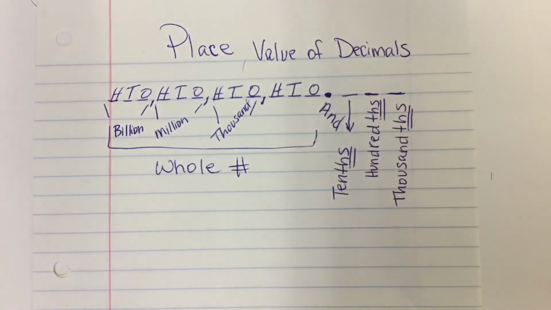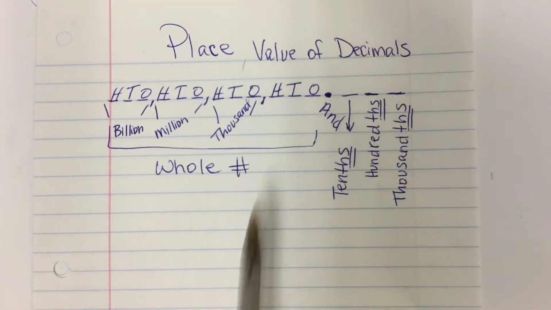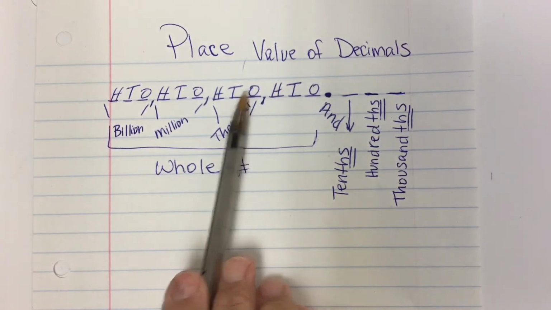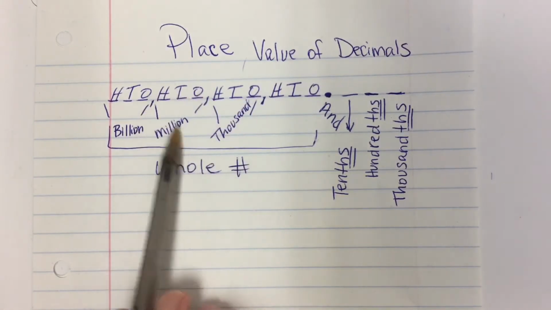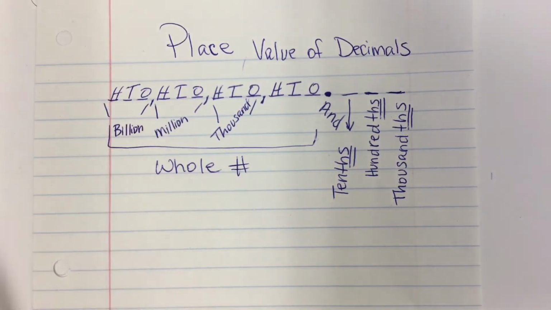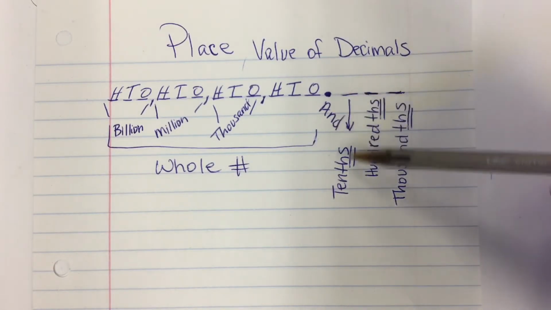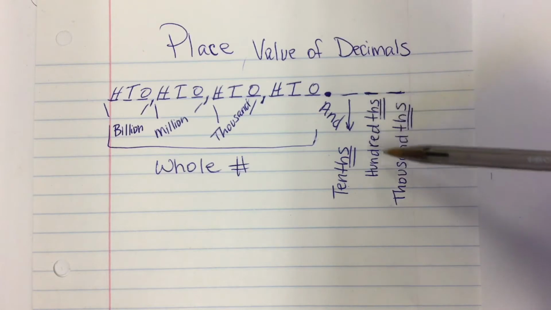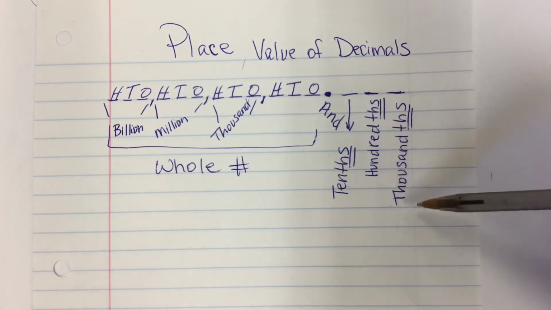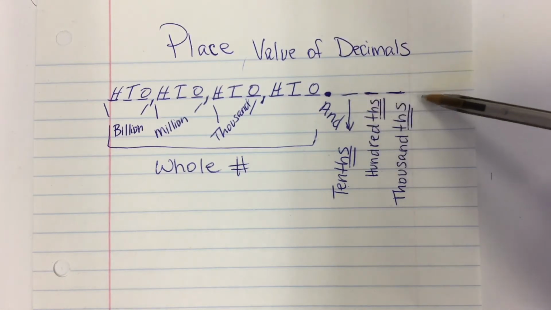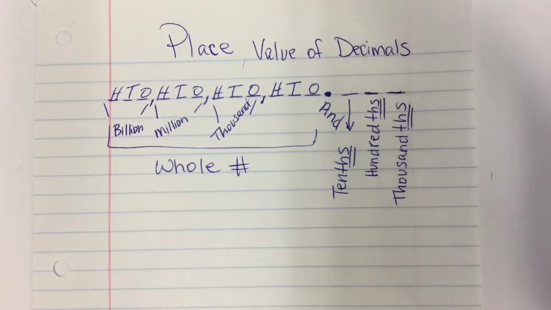Thousandths, T-H-S. All right, so we have our ones, tens, hundreds, thousands, ones, tens, hundreds, millions, ones, tens, hundreds, billions. And then we have our decimal, which says "and." The first place is the tenths, second place is the hundredths, and the third is the thousandths. So tenths, hundredths, thousandths. Think of it in snaps.